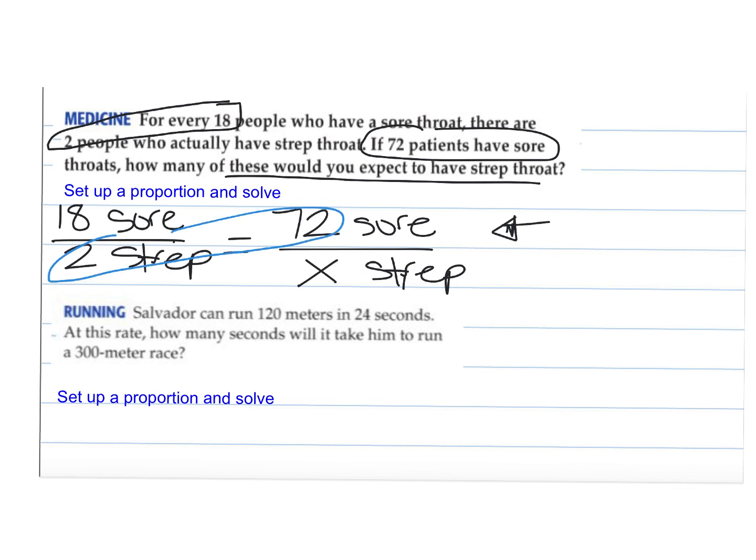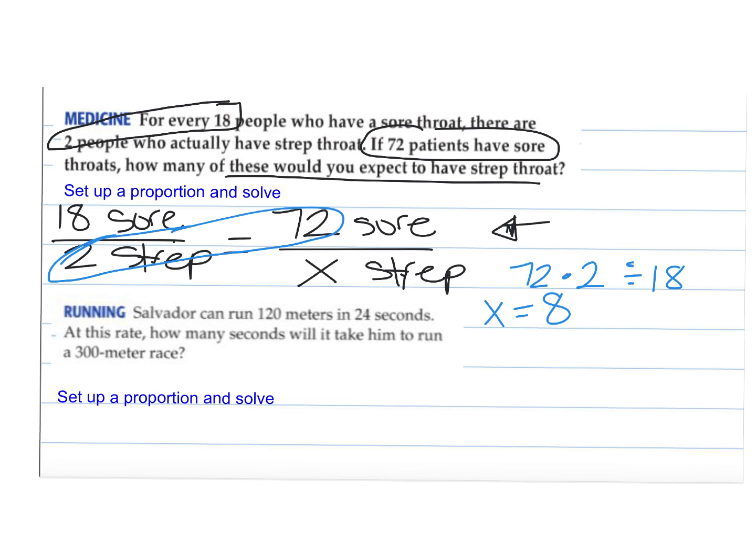2 times 72, because this is my diagonal with the variable, so 72 times 2, and then divide it by 18. So we have 72 times 2, which is 144, divided by 18, and we get 8. So we would expect 8 people to have strep throat if 72 patients have sore throats.